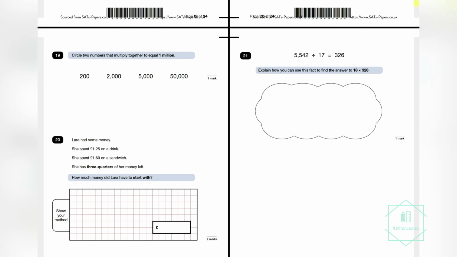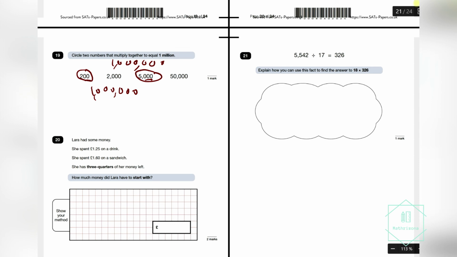Circle two numbers that multiply together to 1 million. We know that 1 million is 1 and 6 zeros, right? To work it out, let's say 200 times 2 will become 400, so definitely these two numbers cannot be right. But let's work out 32 and 5 to the 10. So 10 and these two 0s and these 3 0s, so it's matching with our 1 million number. That means these are the two numbers.